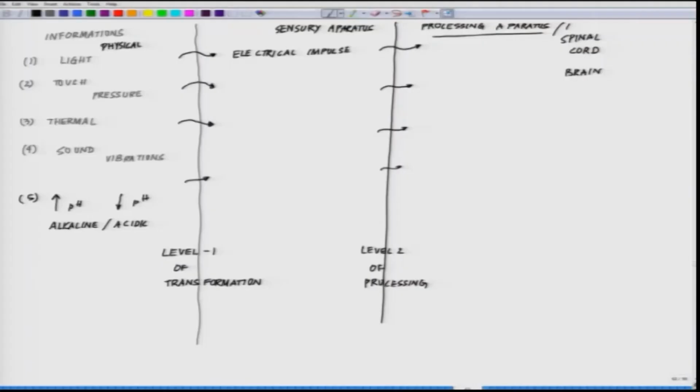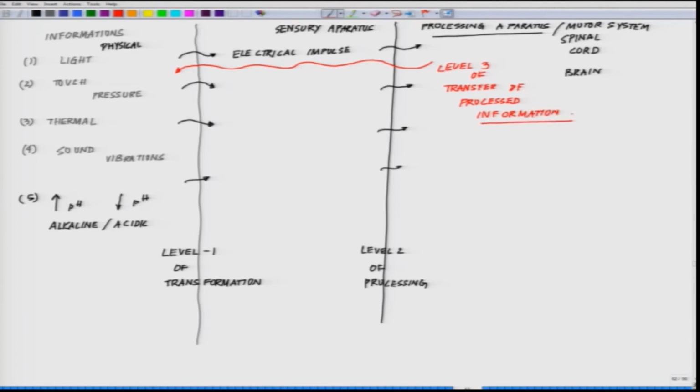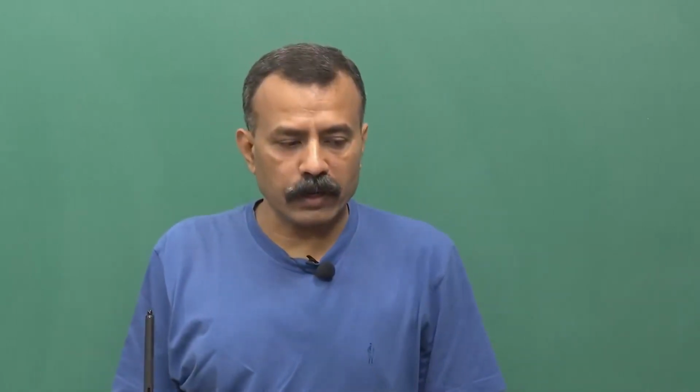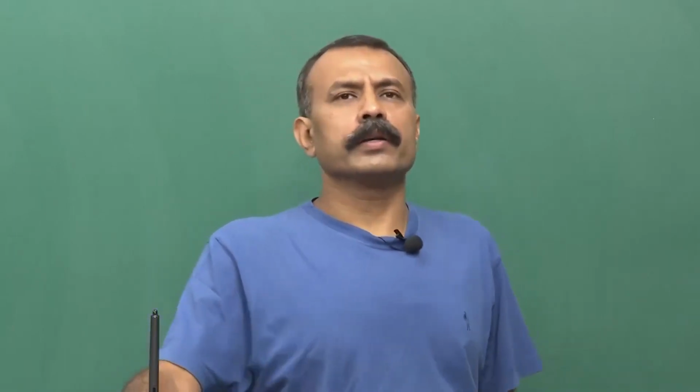So this is a sensory system, and this is the motor system. Based on that, these processed informations, I am just changing the color for your understanding's sake, are brought back for the execution at that specific point. Level 3 of transfer of processed information. So if you look at it very carefully, at different levels there are different intensities of information processing of electrical information.